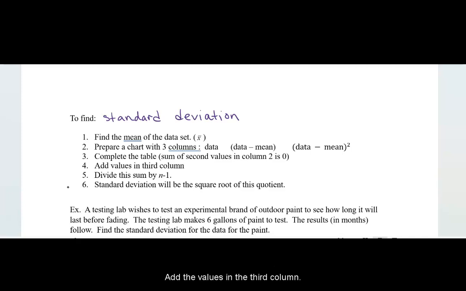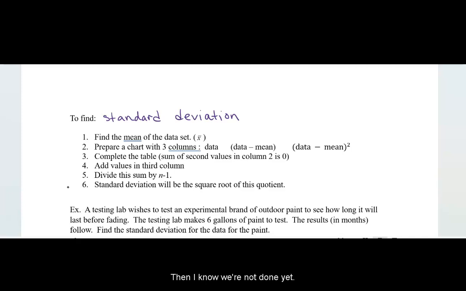Add the values in the third column. That's what we really need. We really need the total of those values in the third column. Then we're going to divide that total by n minus 1. Remember, n is the number of values in your data set. So you're going to take that minus 1 and then divide.